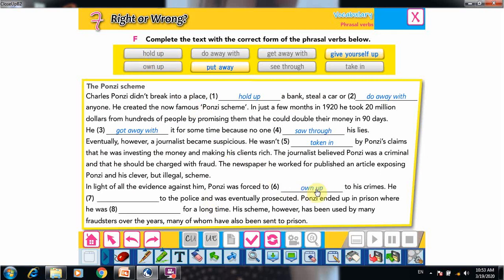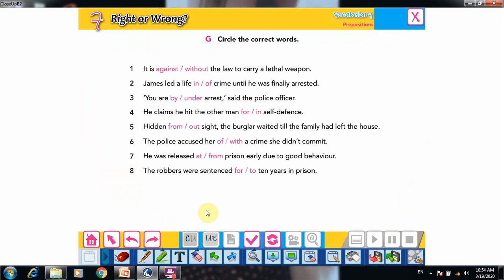own up to his crimes. He gave himself up to the police and was eventually prosecuted. Ponzi ended up in prison where he was put away for a long time. His scheme, however, has been used by many fraudsters over the years, many of whom have also been sent to prison. Now let's go to the next exercise.